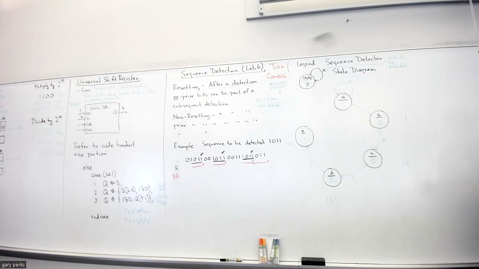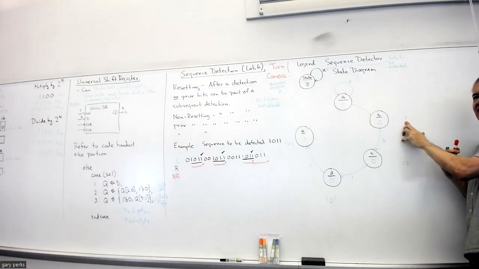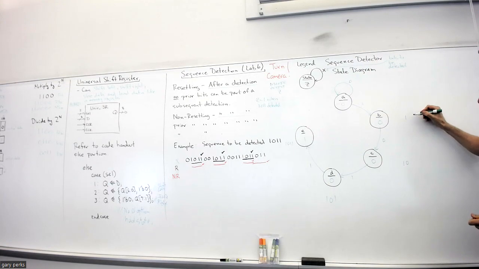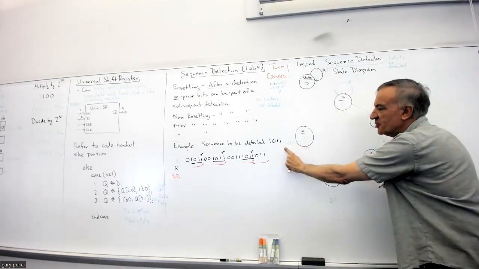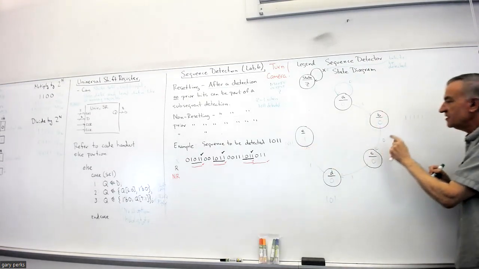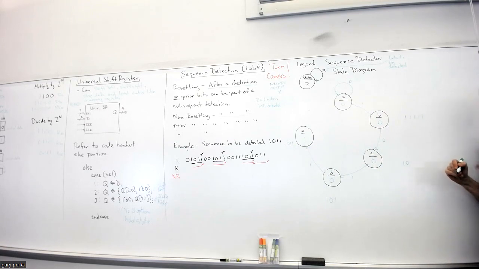Okay, well, think about it. It took a 1 to get here. If I just continue to get 1s, wouldn't I want to just stay here? Because that's the first bit I'm looking for. What about the other case?